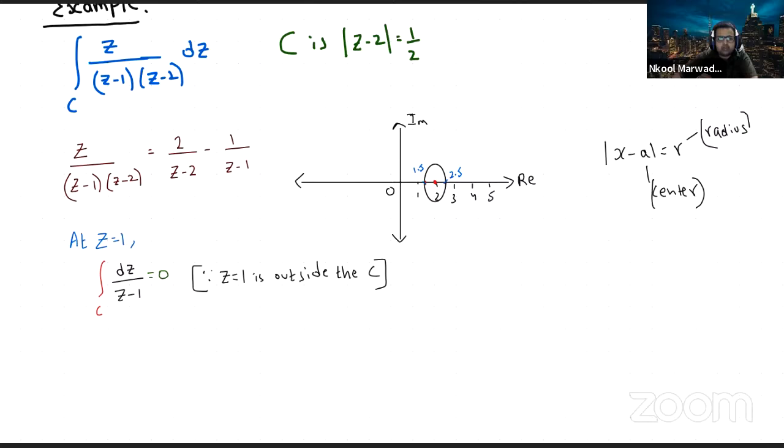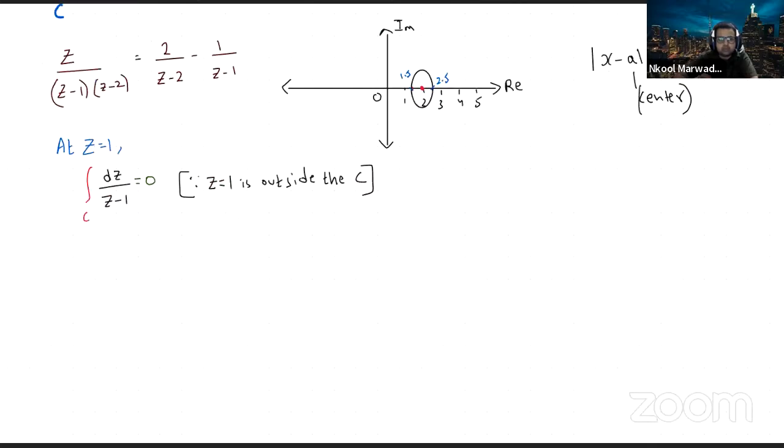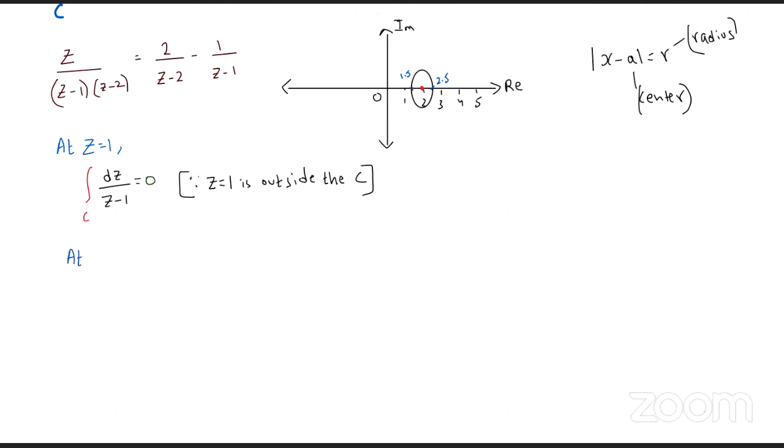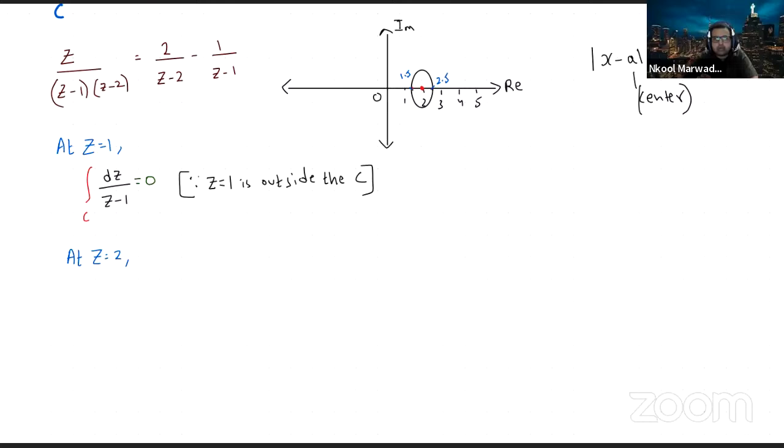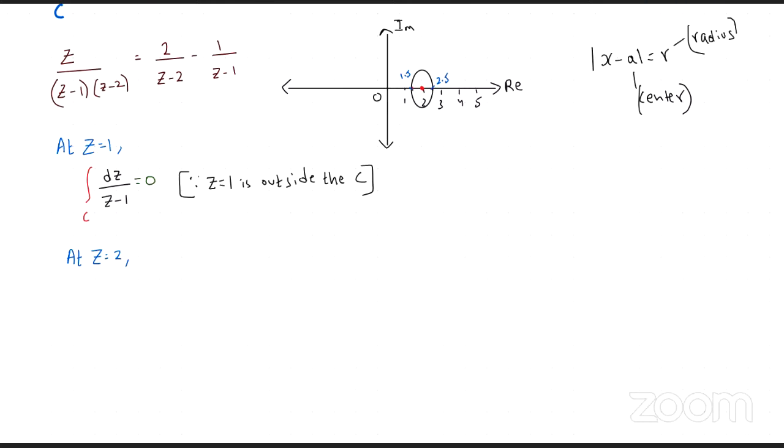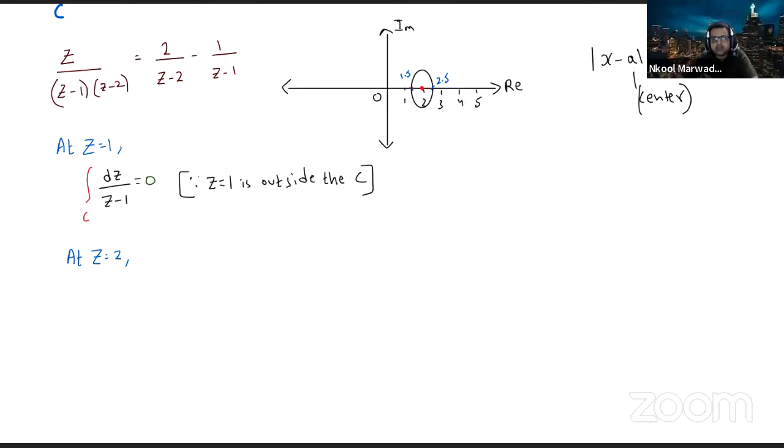Now the next point, we can focus on it. At 2, so it is inside the contour. No, why? 2 is inside, no? See, the circle is defined from 1.5 to 2.5. So 2 will be inside the circle, no? 2 will be here. Yes, 2 will be here, isn't it? And it's inside the circle.